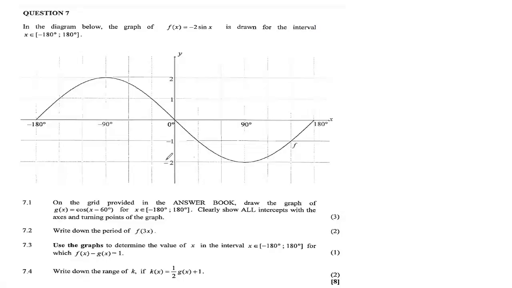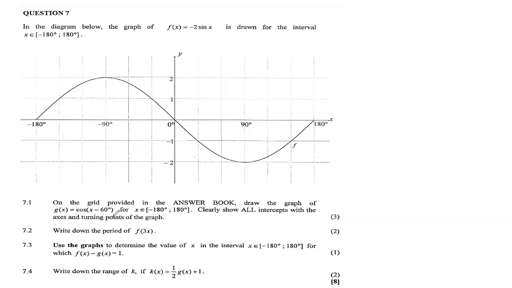Okay, so we have question 7. It says in the diagram below, the graph of f of x equals -2 sin x is drawn for the interval x element of -180 degrees all the way to 180 degrees. And then 7.1 says on the grid provided in the answer book, so we're just going to use this one here. Draw the graph of g of x equals cos(x - 60 degrees) for x element of -180 all the way to 180 degrees. Clearly show all intercepts with the axes and turning points of the graph.